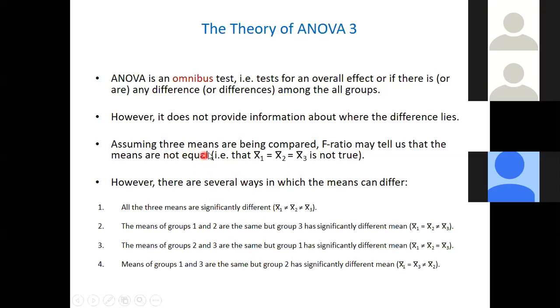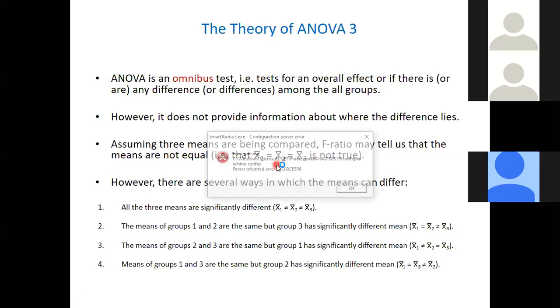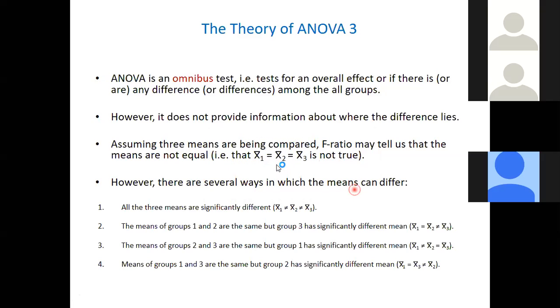For example, assuming 3 means are being compared, the F ratio may tell us that the means are not equal. The null hypothesis says mean 1 is equal to mean 2 is equal to mean 3. The alternative hypothesis says that is not true. And that's what you are trying to test. If actually there's no difference anywhere, yes. But if there is, there are different ways. It's not only one way that can be different.